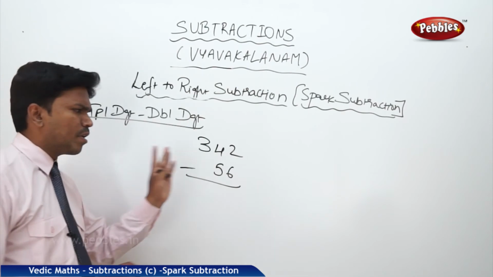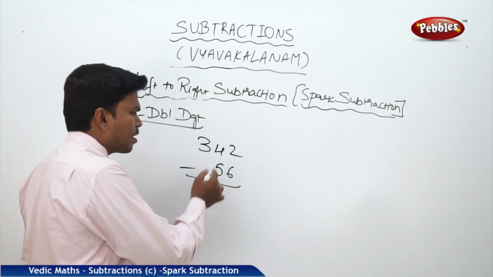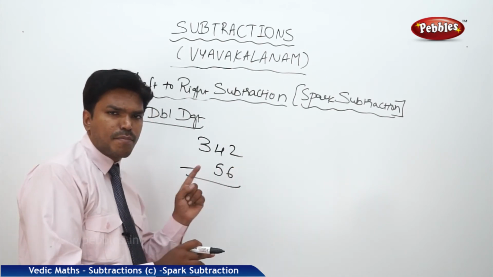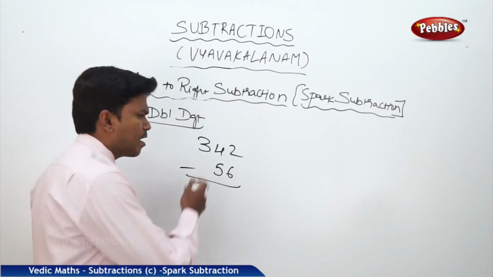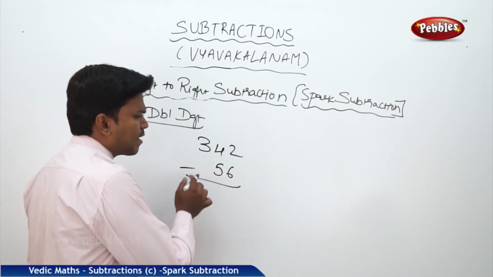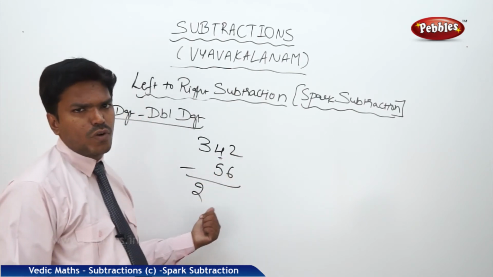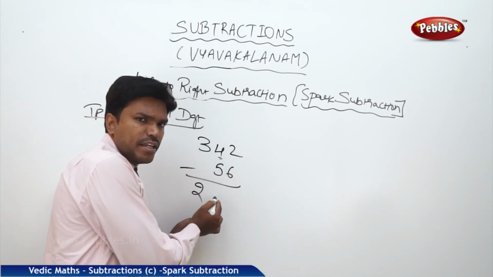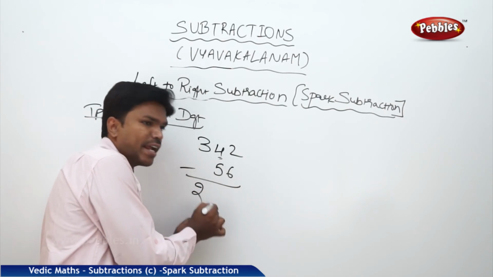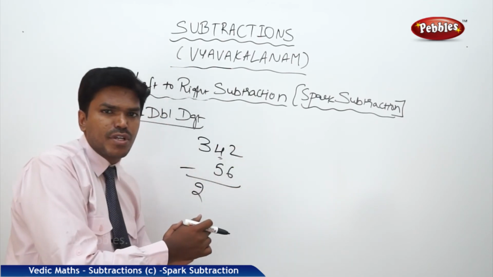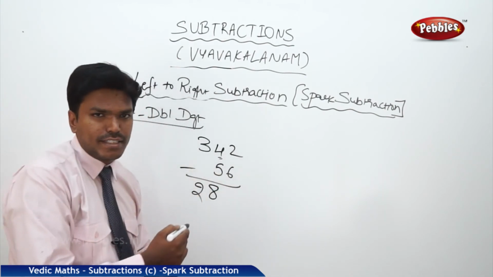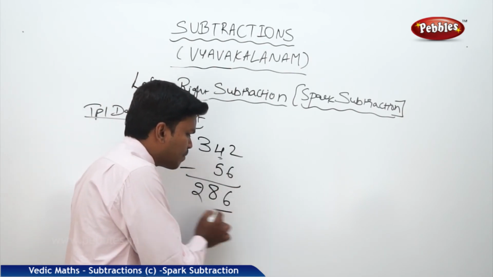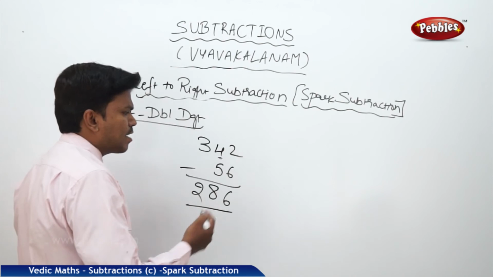Same way, just start from the left side, drop 3. Before dropping 3, check whether the next numbers are match or mismatch. They are mismatched, so 3 becomes 2, simply. Now 4 and 5 mismatch, so I will add directly. What is the complement of 5? 5 only. So bring the above number and add to the below number complement. That is 4 plus 5, 9. So I have to write 9 here, but before writing 9, again I will check whether the next numbers are mismatch or match. They are mismatched, so 9 becomes 8. Now 2, 6 mismatch. So 2 plus complement of 6, 4. So 2 plus 4, 6. My answer is 286.